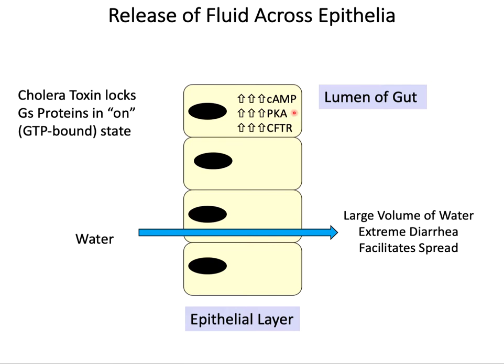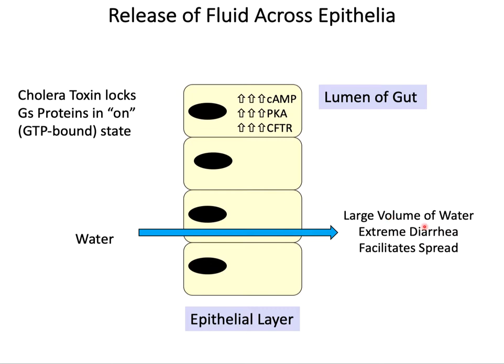And in this case, you have a significant amount of chloride being released from the cells, followed by sodium, then followed by water. So you have a very large volume of water. You have a very severe diarrhea.